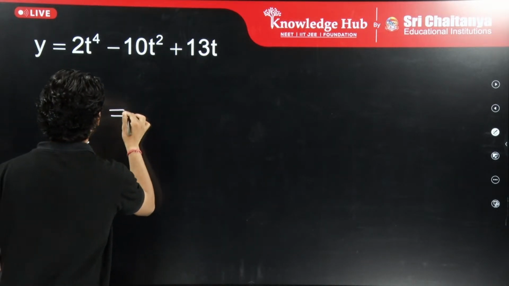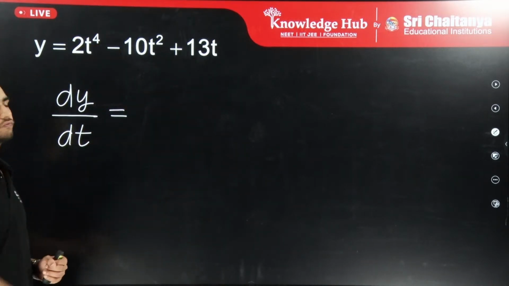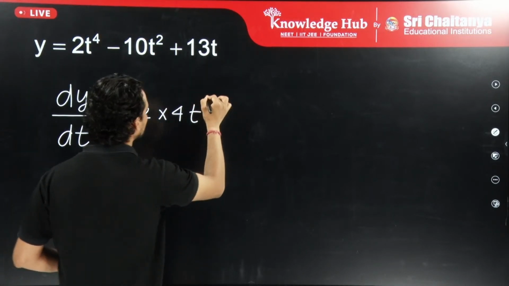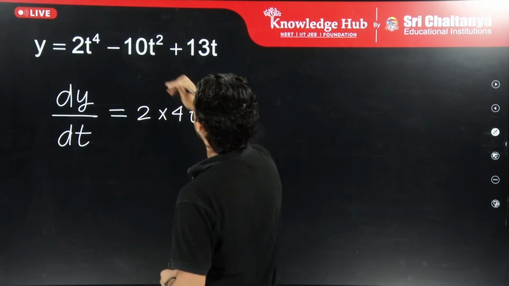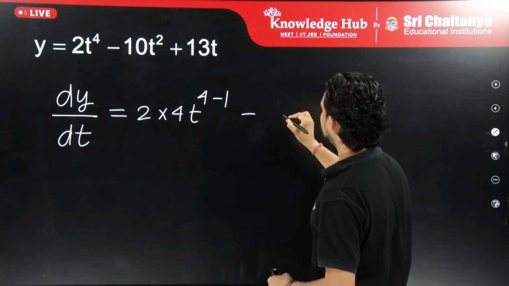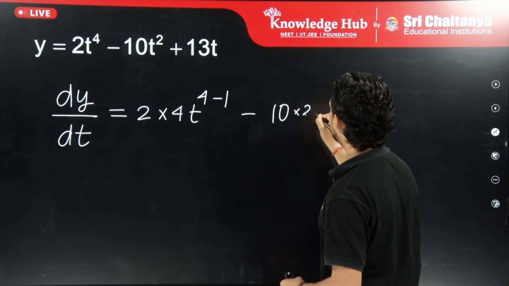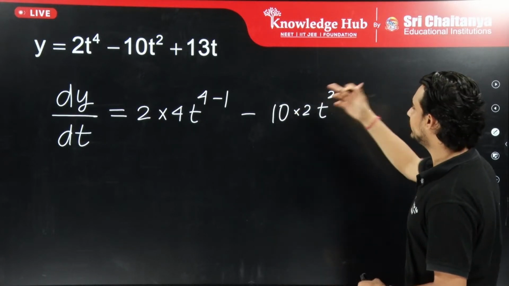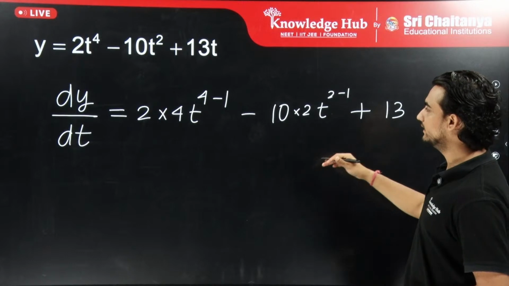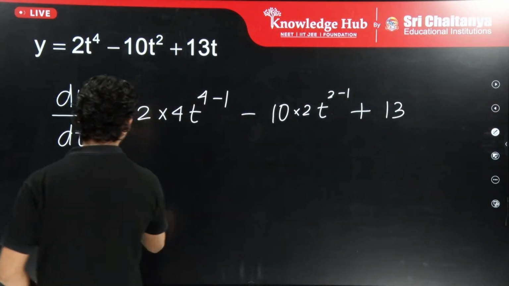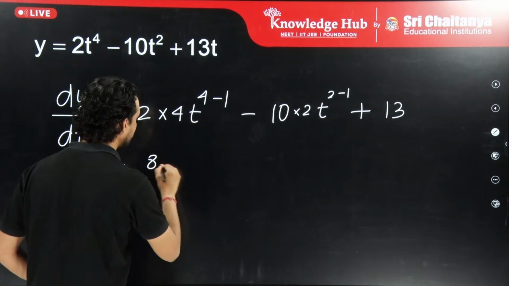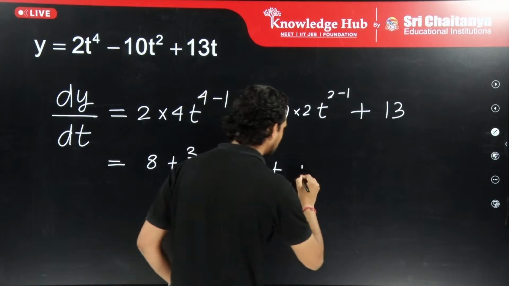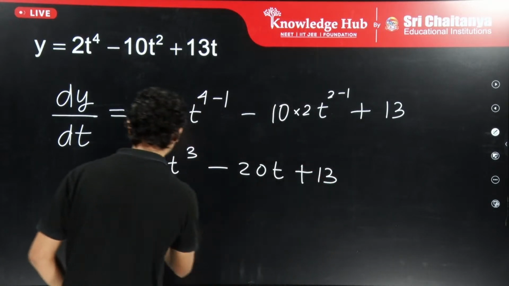So what is the differentiation of 2t raised to 4? This 4 will come forward, so 2 into 4, and I can write t raised to 4 minus 1. For 10t raised to 2, this 2 will come forward and I'll write t raised to 2 minus 1. And lastly 13t, so differentiation of 13t is 13. So what do I get? I get 8t cube minus 20t plus 13. So this is my final answer.